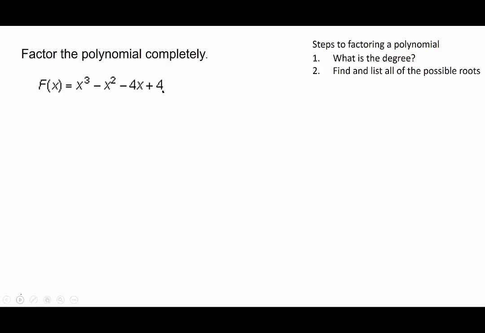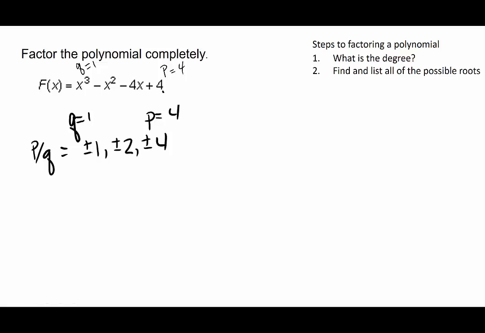Step 2, find and list all possible roots. So we're going to use the P over Q's. P is 4 and Q is 1. So we're going to do P over Q to list all possible roots. So P over Q is plus or minus 1, plus or minus 2, plus or minus 4.